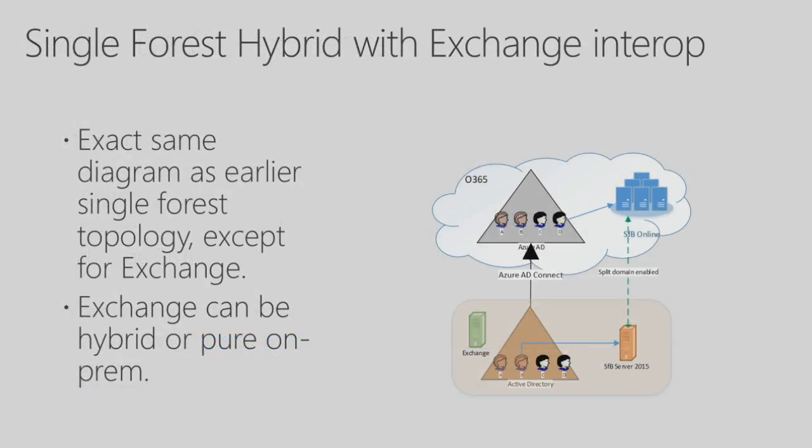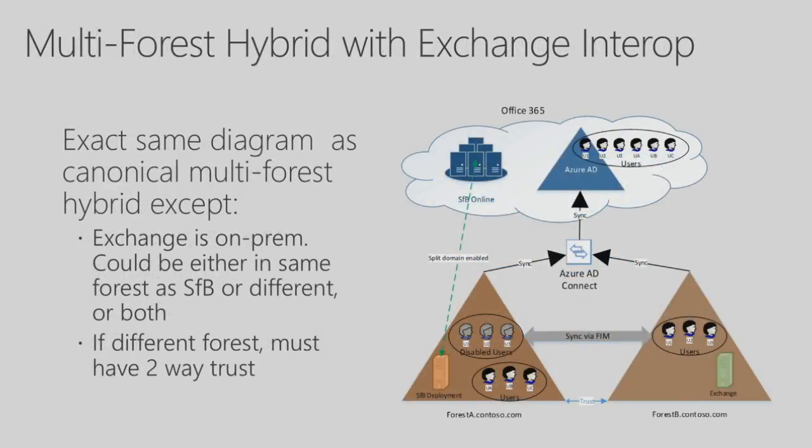And then this is just the same pictures I showed before. Here's your single forest environment. And you have the green box on-prem. This config happens to have Exchange on-prem. That's totally fine. Similarly, this is a multi-forest environment. I put Exchange in Forest B. I could have put it in Forest A. I could have made a Forest C and put it there.